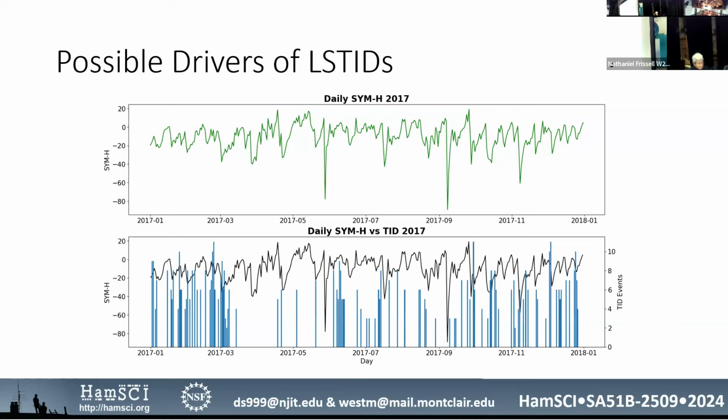All right, so we looked at possible drivers of TIDs. So this is SIMH, a space measurement, and the top version is just SIMH through a period of the whole year, and it just wobbles around like crazy. And then the bottom view is SIMH, but underlaid with the blue histogram are the actual TIDs that we saw in our manual scanning of that data. Do they line up? Maybe.